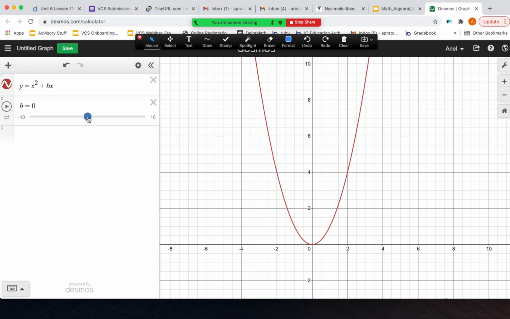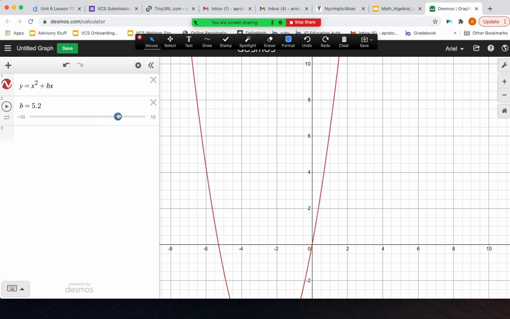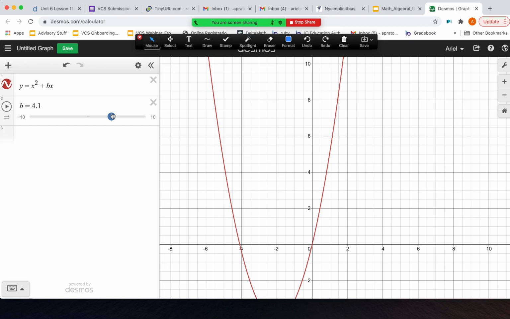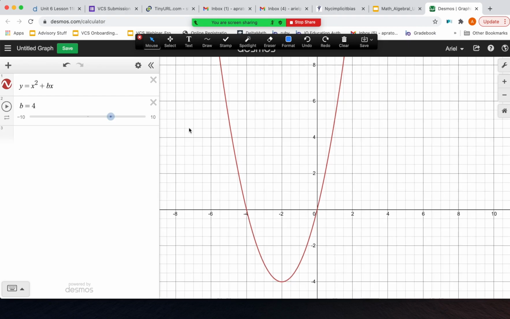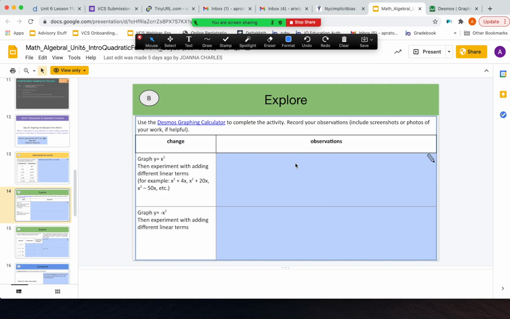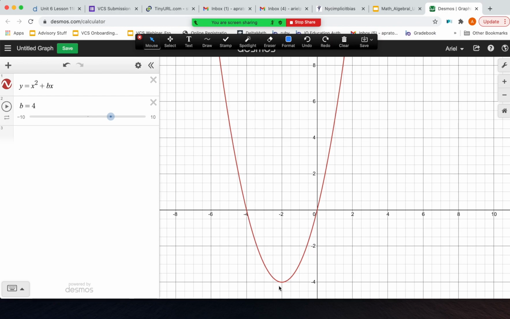What happens, right, when I add 4? Take a moment to jot that down because it's asking you to write some observations. What happens when I add 4x? What happens to the vertex? What happens to the x-intercepts? Do you notice any relationships or patterns here? So for example, here, I'm seeing that there's an x-intercept at 0, 0, but I'm also seeing one at negative 4. 4 and negative 4. Is that something to think about, maybe?